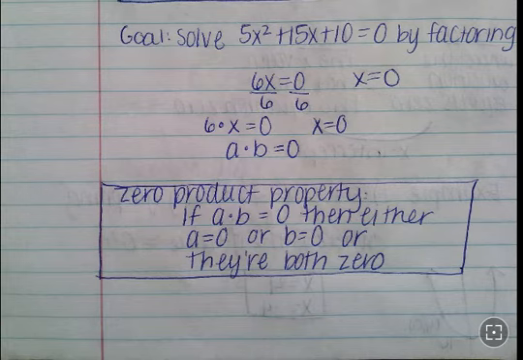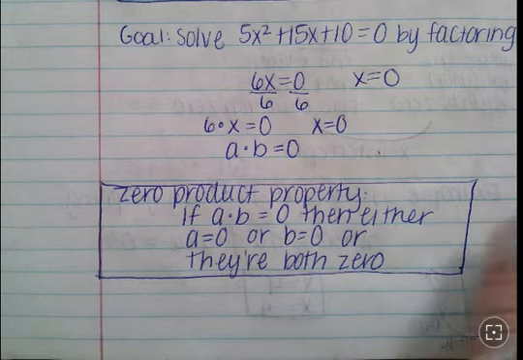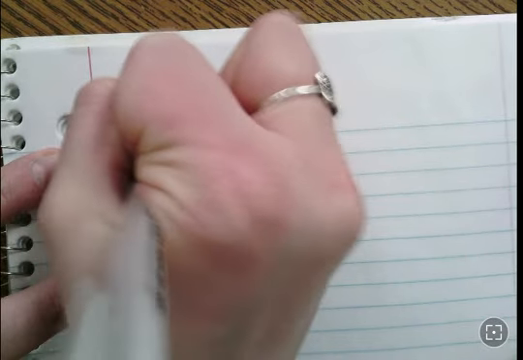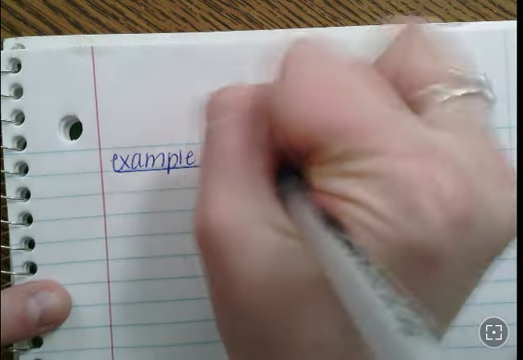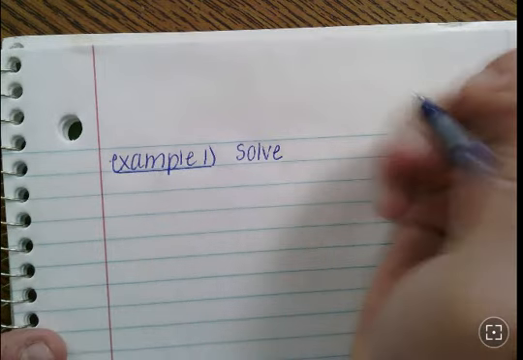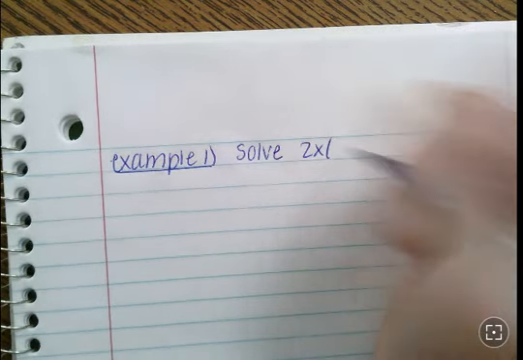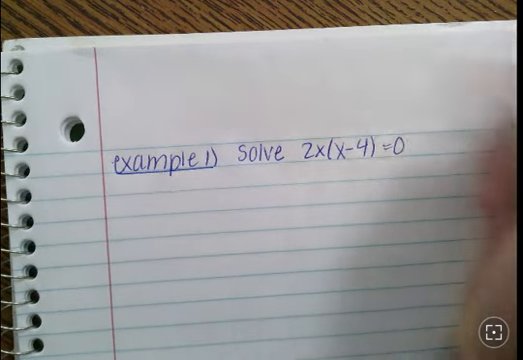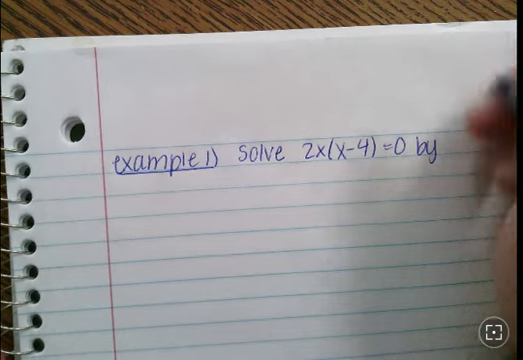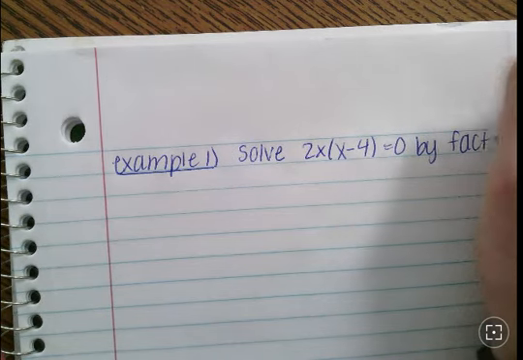Okay, and you're probably like, Ms. Bachman, what does this have to do with anything? Well, let me show you. Okay, so I've got 4 examples for you today. Let's take a look here at example 1. So example 1 is that I want you to solve 2x times x minus 4 equals 0 by factoring.